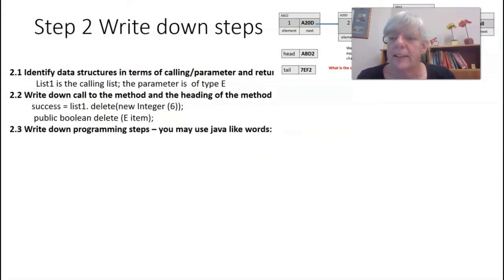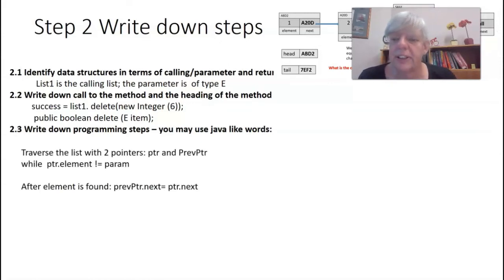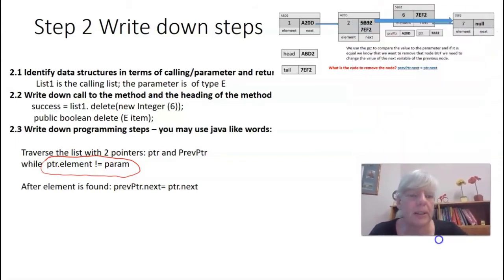Okay, write the steps down for the heading. Write the programming steps. Traverse the list with two pointers, pointer and previous pointer. And while pointer dot element is unequal to the parameter. Remember the parameter, this is the heading of the method you are writing.